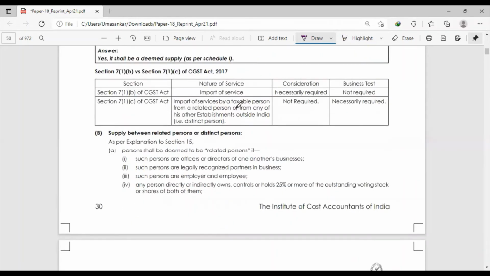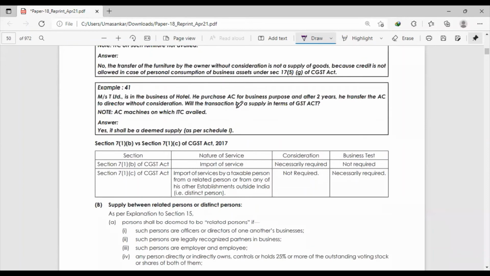Before this, see one last example. MST Limited is in the business of hotel. He purchased an AC for business purposes, and after 2 years, he transferred the AC to a director without consideration. Will the transaction be supply? Any guess? Note, ITC on the AC machine is already available.